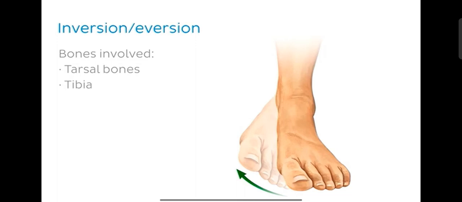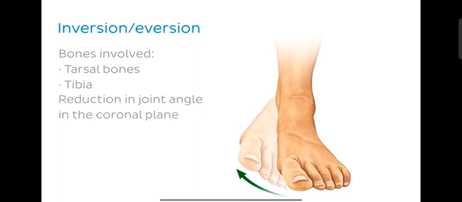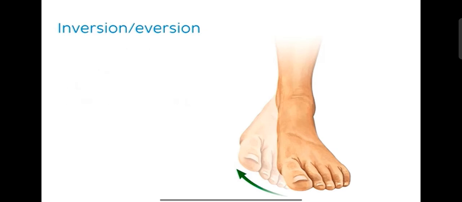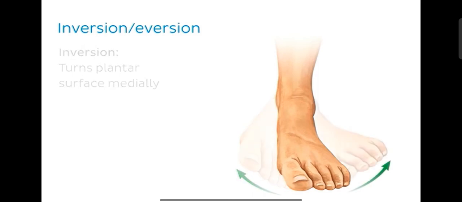Inversion and eversion occur in the coronal plane. This is similar to adduction in the case of inversion, and abduction in the case of eversion. Inversion turns the plantar surface of the foot to face medially, that is towards the midline. Eversion, shown here, turns the plantar surface laterally, in other words, outwards or away from the midline.